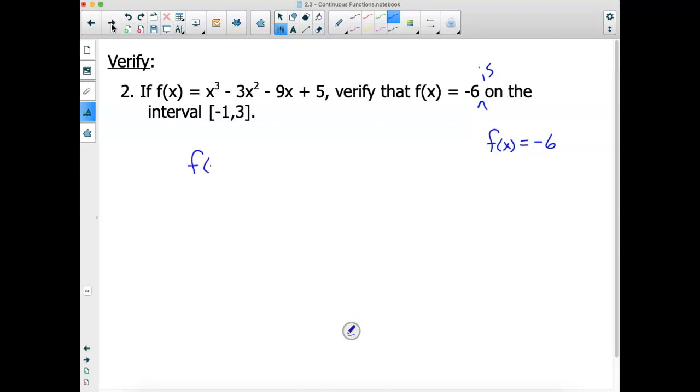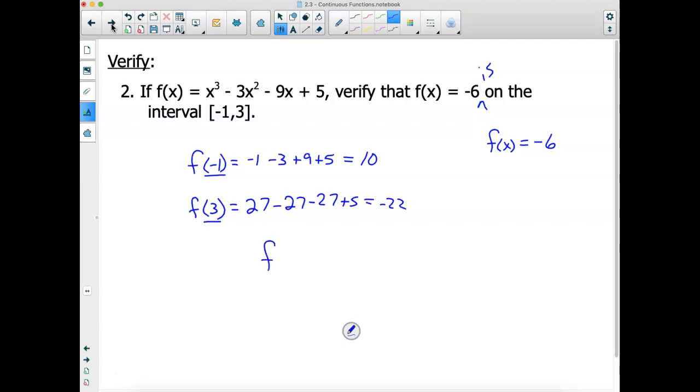What is f of negative 1? F of negative 1 is going to be negative 1 minus 3 plus 9 plus 5. So what does that equal? I think it equals 10. Okay. What is f of 3? My other, the right endpoint, what does this equal? 27 minus 27 minus 27 plus 5, that equals negative 22.